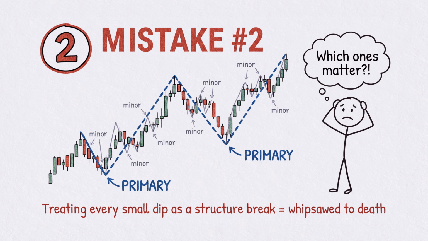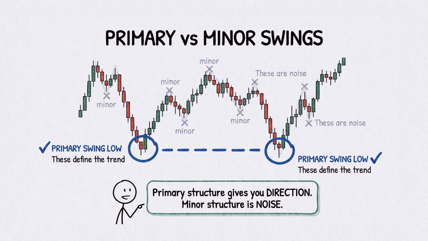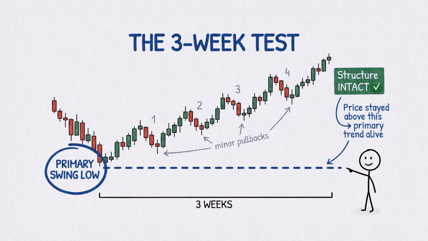Probably the most common one, confusing internal structure with macro structure. On any chart, there are primary swings, the big, obvious turning points, and there are minor swings, the small pullbacks within each impulse. If you treat every small dip as a structure break, you'll be whipsawed to death. Not every dip is a trend change. Not every bounce is a new uptrend. You have to know which time frame structure you're reading. Primary structure gives you direction. Minor structure is noise.